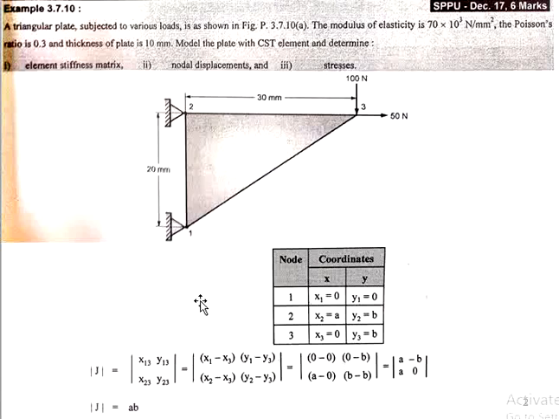So we have 3 nodes 1, 2, 3 and their respective positions. So we consider the reference node, that is 1, having coordinate 0, 0, then 2 having coordinate 0 and 20, and the third node having coordinate 30 and 20. So in this table, A represents 20 and B represents 30, nothing else.